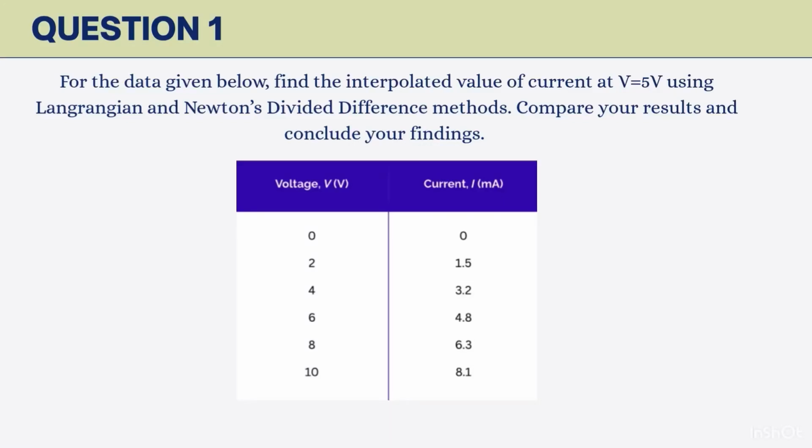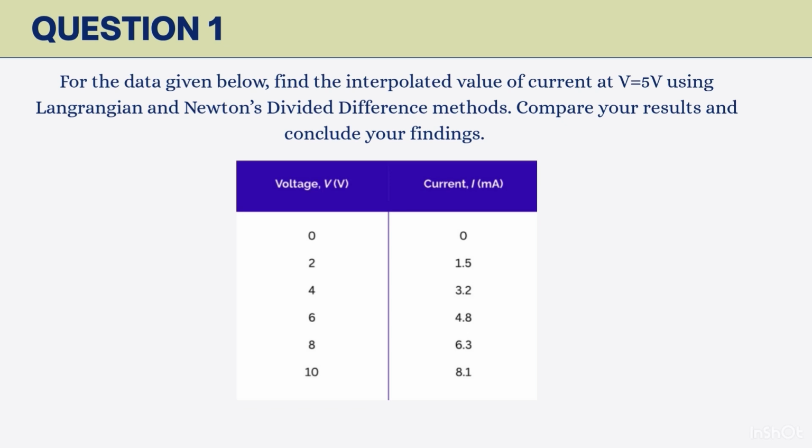For question 1, for the data given below, find the interpolated value of current at V equals 5 volt using Lagrange and Newton's divided difference methods. Compare your result and conclude your findings. So this is the table and question 1, to find current when voltage is 5 volt.